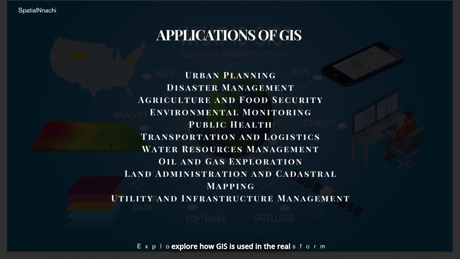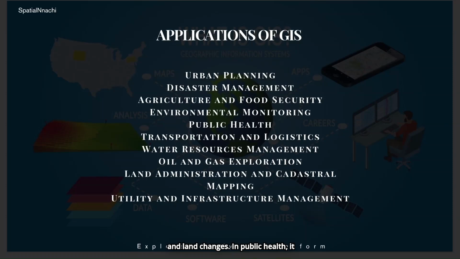Now, let's explore how GIS is used in the real world. In urban planning, it helps design cities, plan roads, and manage population growth. For disaster management, GIS maps risk zones, predicts impact, and supports emergency response. In agriculture, it monitors crop health and soil, ensuring food security. In environmental monitoring, it is used to track deforestation, pollution, and land changes.